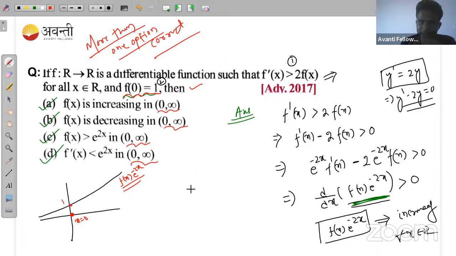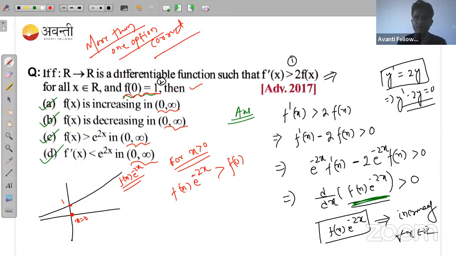Okay, that means for any other value, let's say for x greater than 0, can I say that f of x e to the power minus 2x is greater than f of 0? Yes or no? Since the function is increasing and the base value is 1, for any other value it will be greater than 1. So f of 0 is 1, and f of x e to the power minus 2x is greater than 1. Is it clear? I hope this is clear.